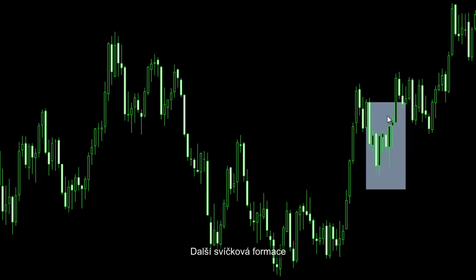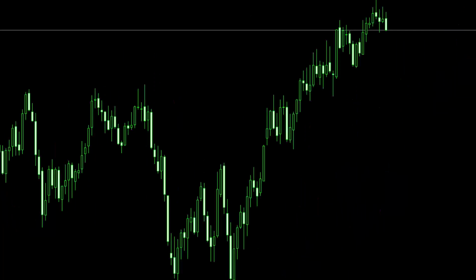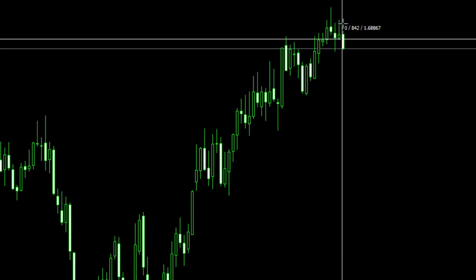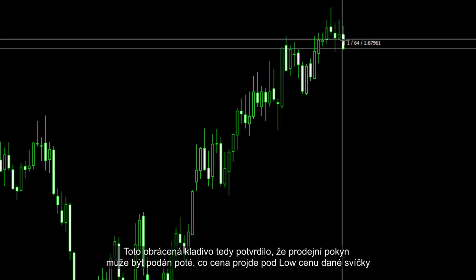Another candle pattern, a bullish hammer or hanging man pattern, generated a buy signal. On the last trend of market price, an inverted hammer formed after a hammer candle. Thus, this inverted hammer confirmed that a sell order could be placed after price declined lower than the low price of a given candle.